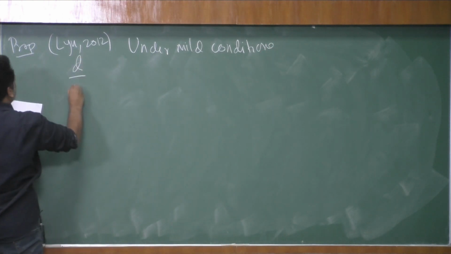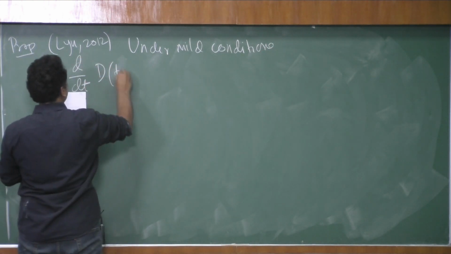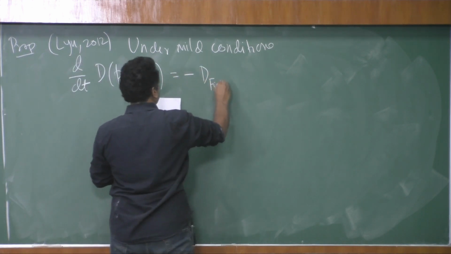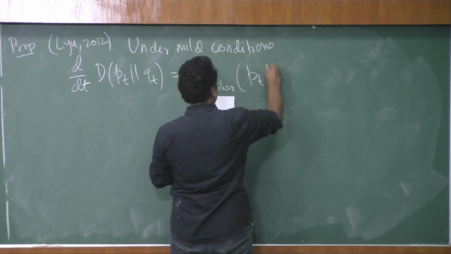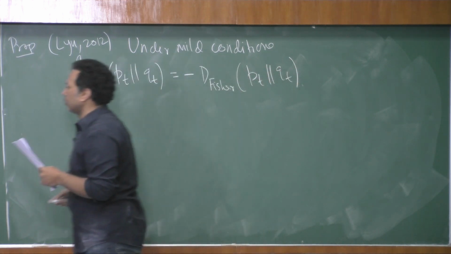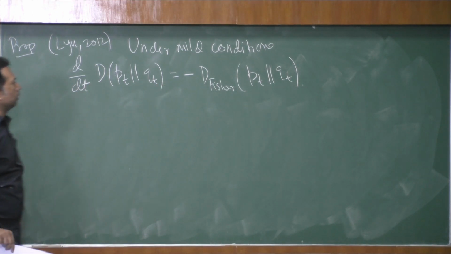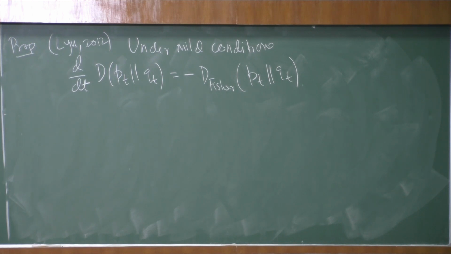d by dt of KL(pt, qt) equals minus the Fisher divergence between pt and qt. Okay, so what we are saying here is that, here we changed the derivative notation to t rather than x, but what we are saying is that the derivative of the KL is the negative of the Fisher distance. But we will not prove this. If you want to see the proof, you can go to this reference.